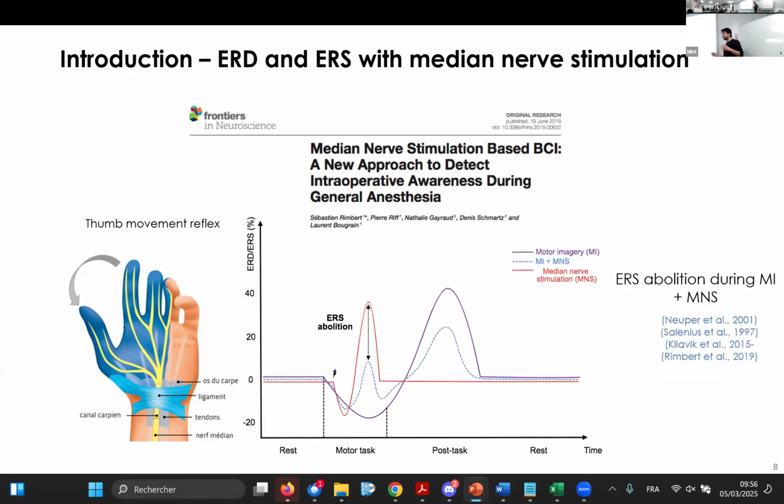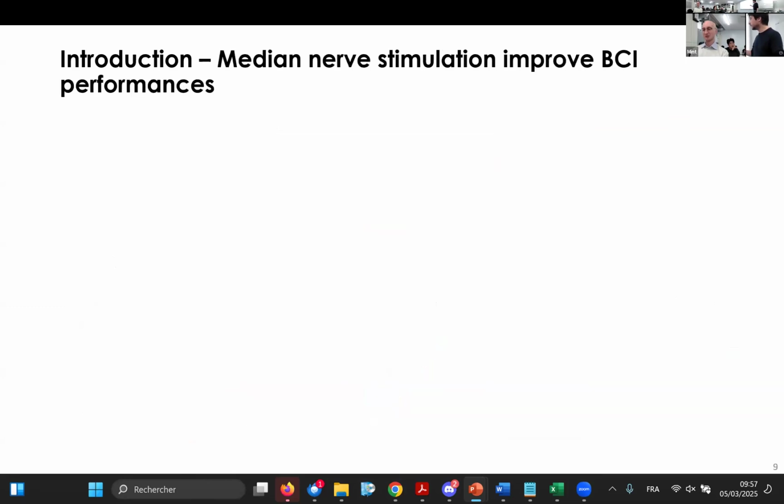And what we show is that if you stimulate the median nerve at the same time that you perform a motor imagery task, in the end you will have a large ERD and an abolition of the ERS pattern from the median nerve stimulation. It's quite logical, because the ERD from the motor imagery task seems to be prioritized compared to the ERS from the median nerve stimulation, and ERD represents more an activation of the motor cortex. So the activation of the motor cortex seems to be prioritized compared to the ERS from the median nerve stimulation.